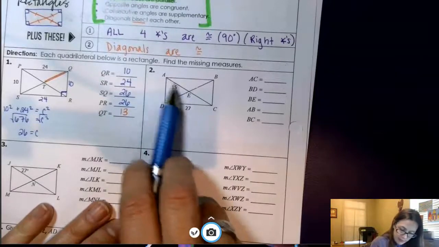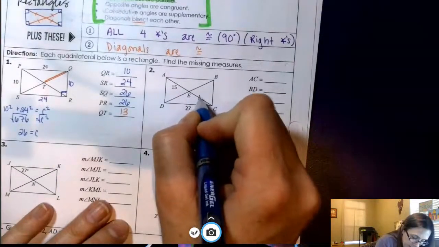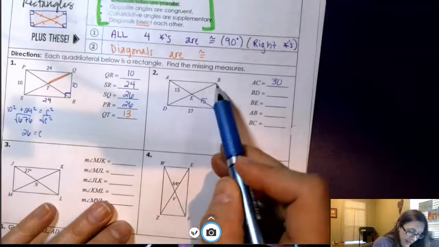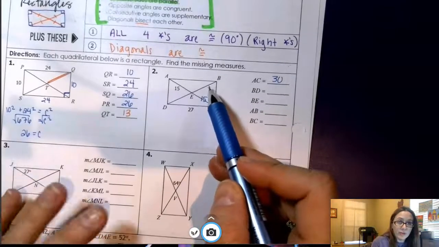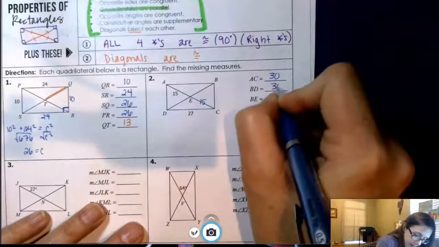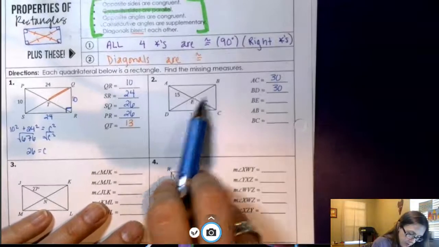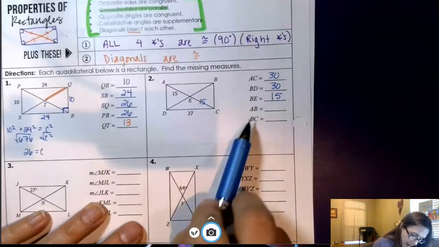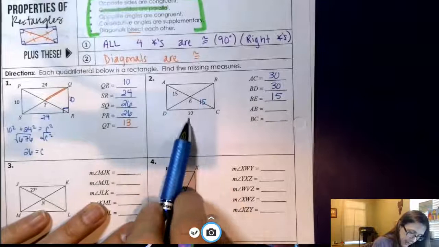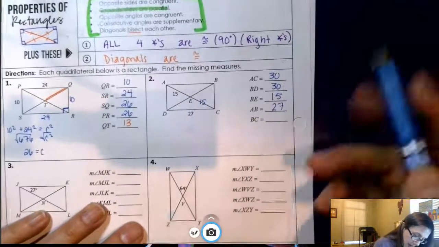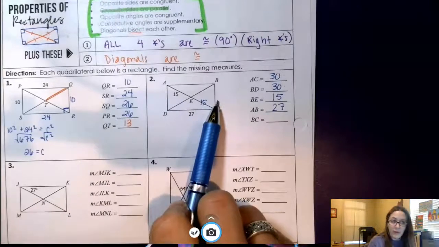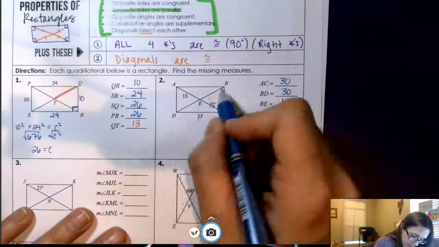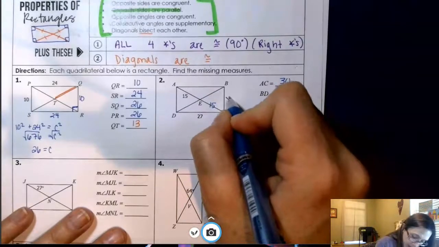AC, well if this is 15, this is also going to have to be 15, so AC would have to be 30. BD right here has to be the same thing. Diagonals are congruent when it's a rectangle, so this will be 30. BE is going to be the half, it's going to be 15. Now AB has got to be the same as the opposite side, it's going to be 27. And then BC, I don't know yet, but I just used Pythagorean theorem over here, probably going to use it here. I have this whole length is 30. And this is 27, this will be my x.